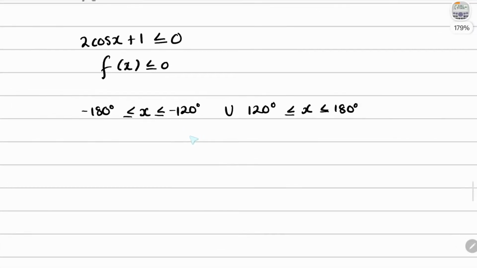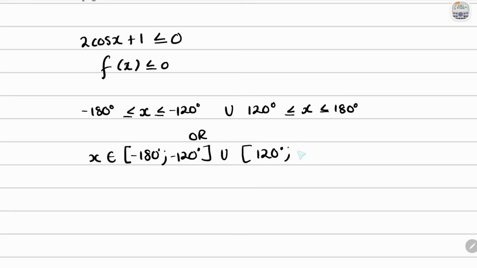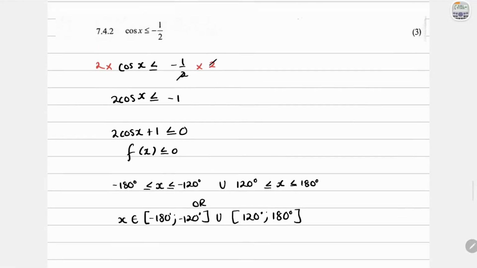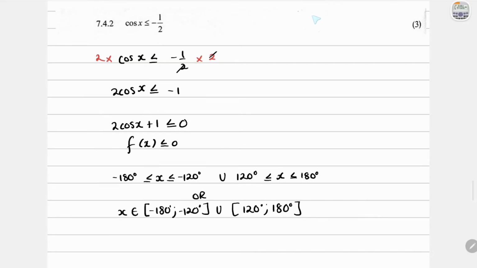Okay, you can also write it as intervals. So that would just be going from, but we'll use square brackets here, -180 degrees to -120 degrees. And then we would also include 120 degrees to 180 degrees. And that will be our answer in 2 ways. Okay, moving on to the next question.